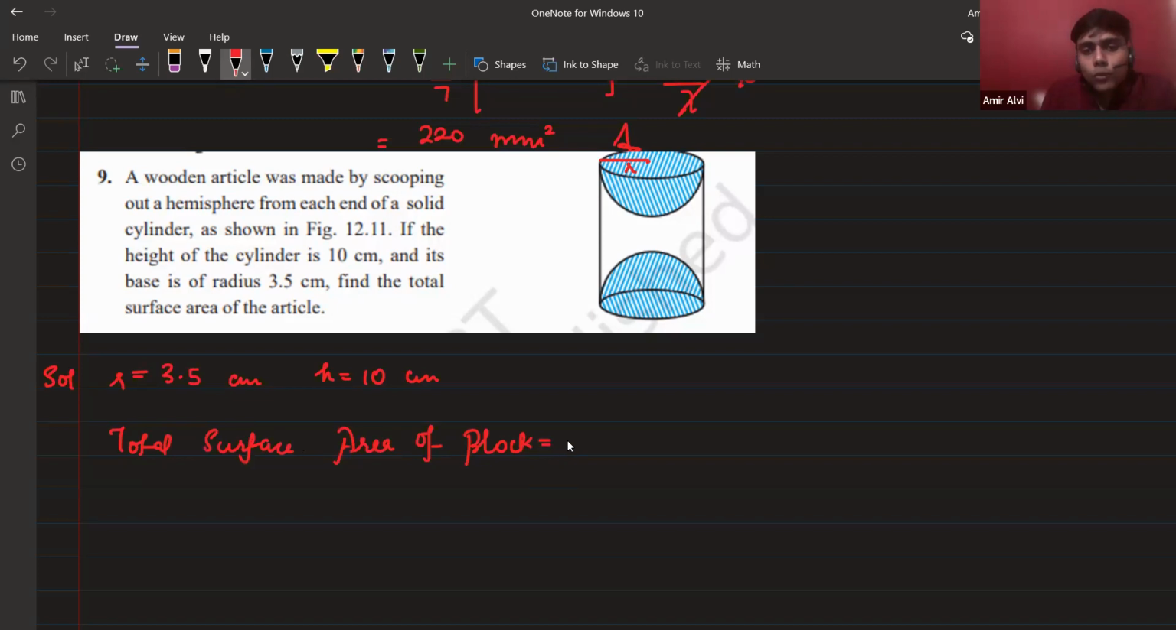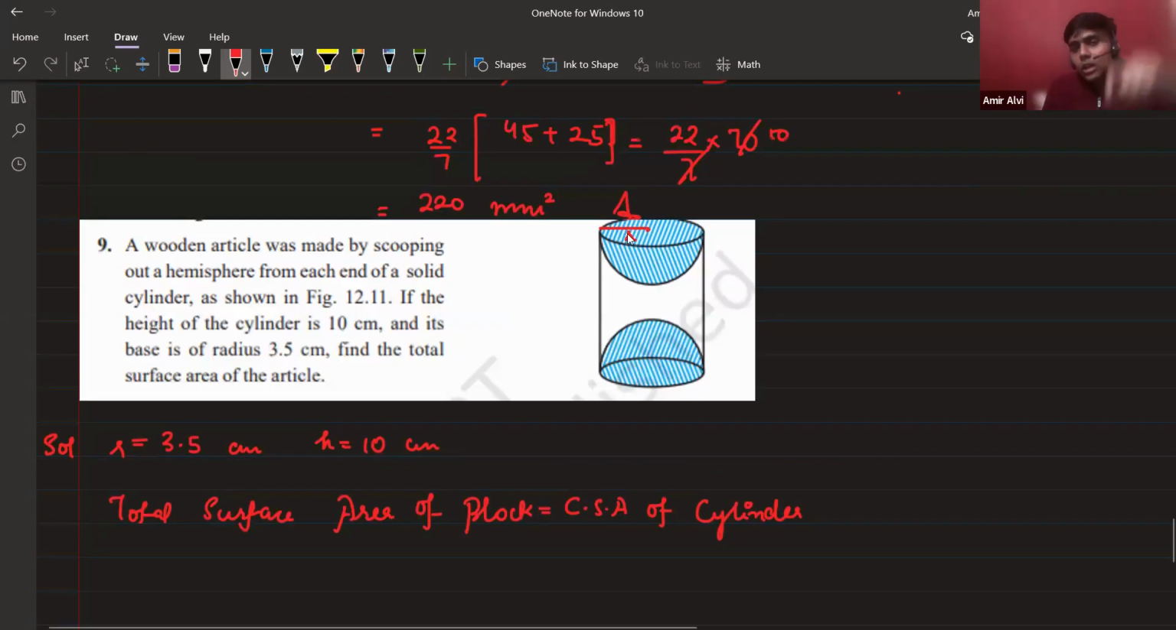So the total surface area of the block will be CSA of cylinder minus, not minus, it will be added. Our area will be added, because if you put something here, you will basically get a kind of sphere area. Add 2 into CSA of hemisphere.